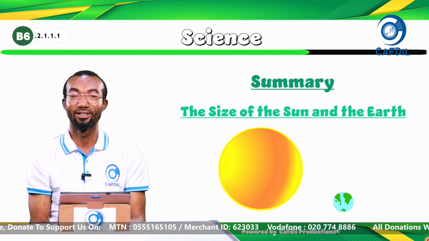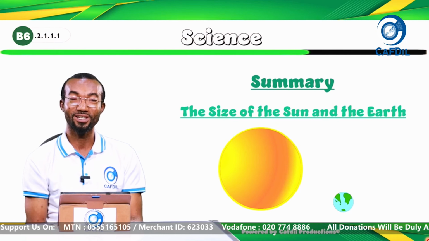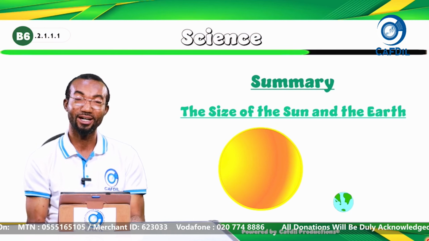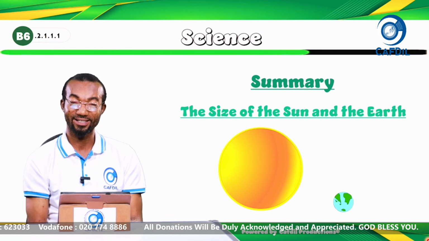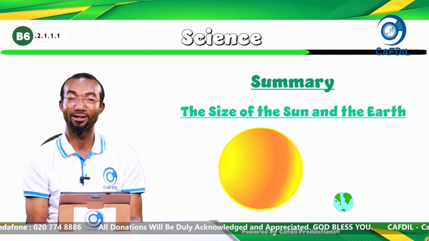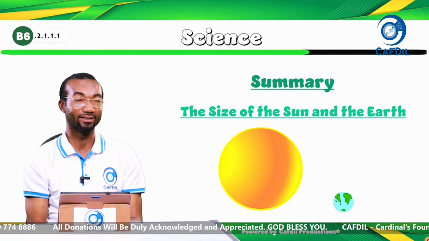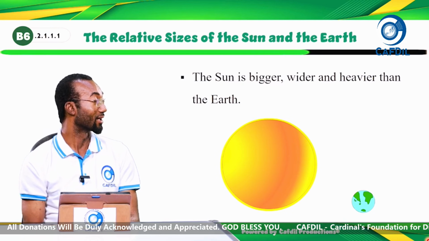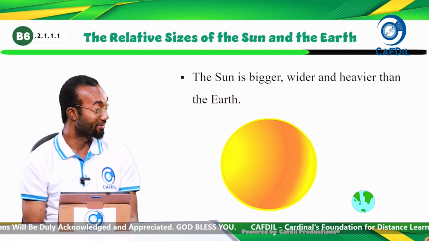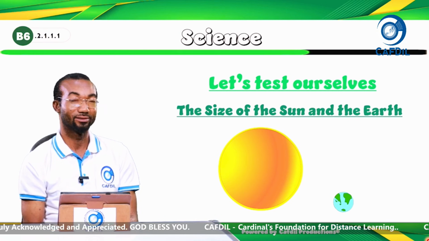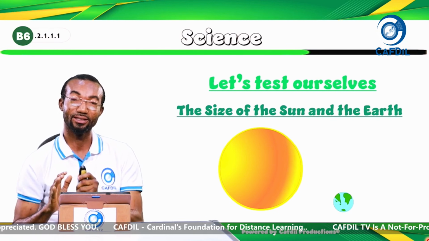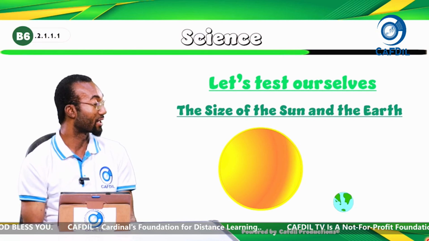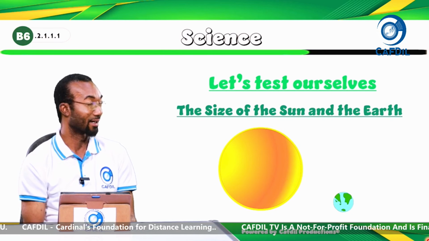Good. Kids, we are almost at the end of the lesson, and today we looked at the sizes of the Earth and the Sun. And we are all convinced that the Sun is far, far bigger and heavier than the Earth. So the Sun is bigger, wider, and heavier than the Earth. That is the assertion: when you look at the size of the Earth and the Sun, the Sun is far bigger and heavier than the Earth.